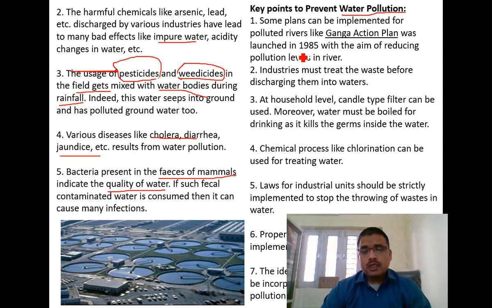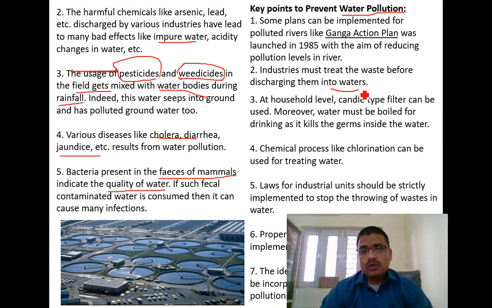The second one is that industries must treat the waste before discharging it into the water. If industries discharge water into the river, before that they have to treat it and remove the harmful materials involved in the chemicals in the water. After that, they can release the water into the rivers.